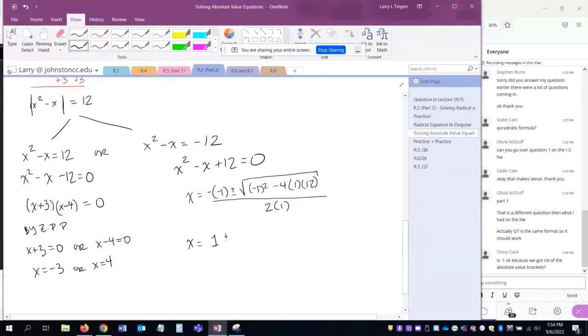Negative 1 is 1, plus or minus the square root. Negative 1 squared is 1. 4 times 1 is 4. 4 times 12 is 48, over 2. And suddenly, we have an issue. 1 minus 48 is negative 47. Negative 47 doesn't scare me. Negative 47 under an even root does scare me.